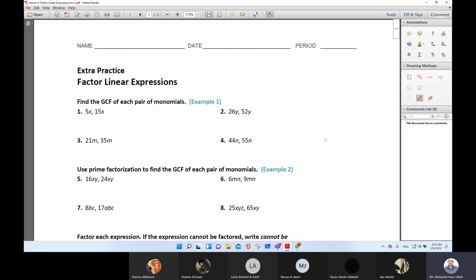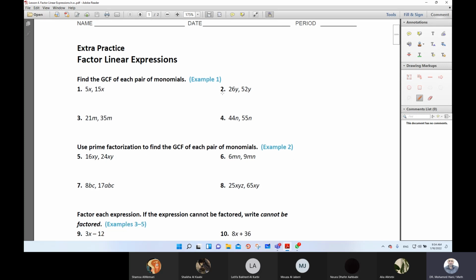Math grade 7. We are in module 5, lesson 4. Factor linear expressions. Today we want to continue our work in this lesson. We have this extra practice. The first question: find the GCF of each pair of monomials.